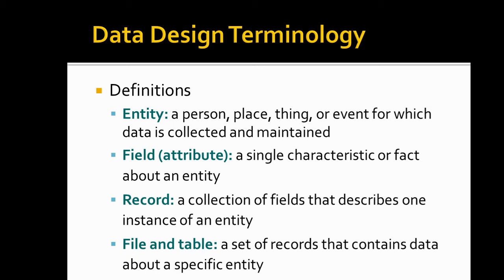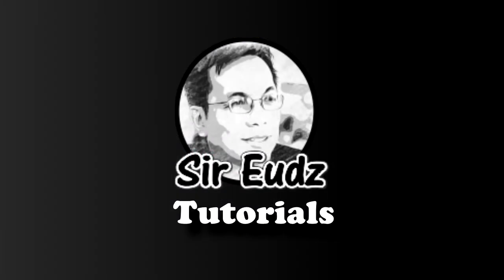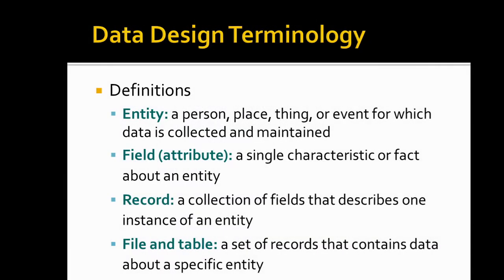Then record: a collection of fields that describes one instance of an entity. So let's say, for example, Pedro lives in Maluwod, Dagupan City, Pangasinan. Birth date is January 1, year 2000. Then these are the fields. So we collect all of these fields for that particular person. Then that is the record.